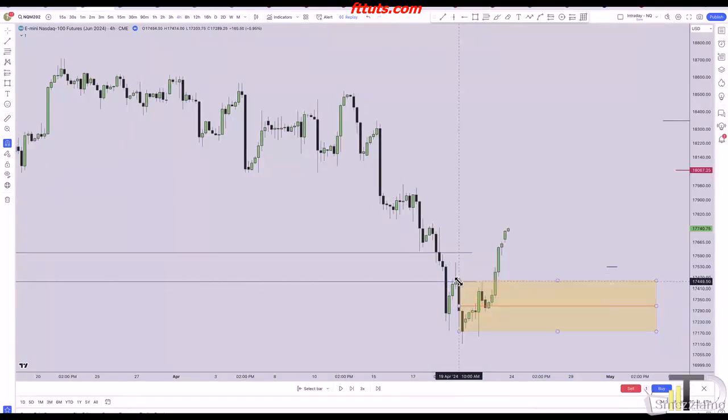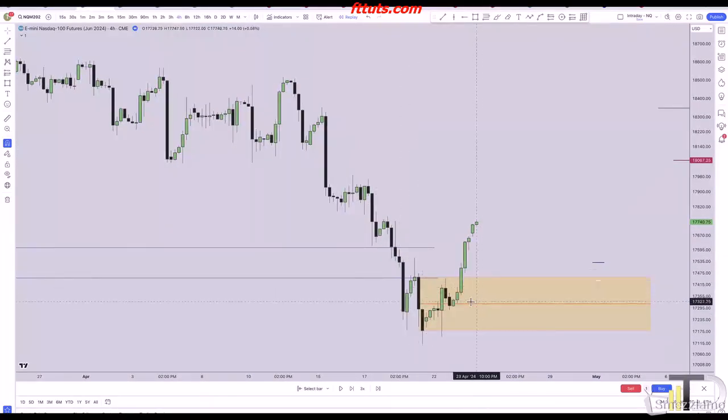And let's see, so now the price has traded higher. Now after this candle close, this becomes a validated order block. Now if the price comes back here, now obviously there are no guarantees, right?